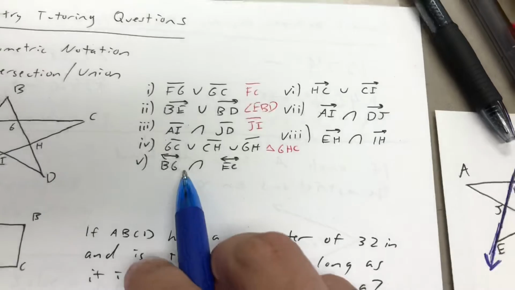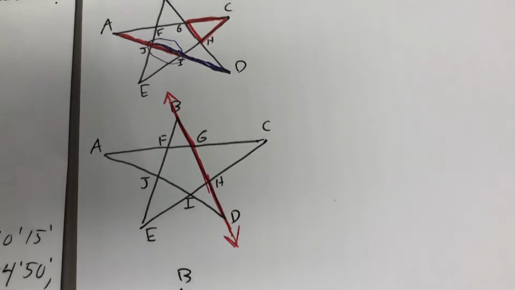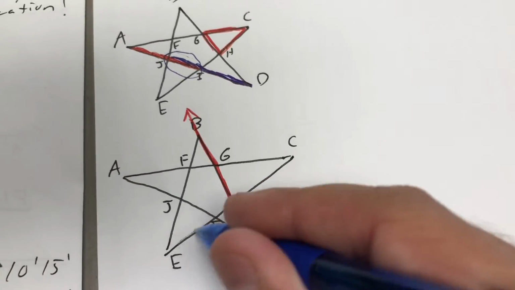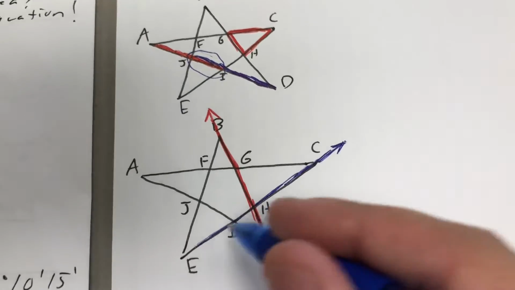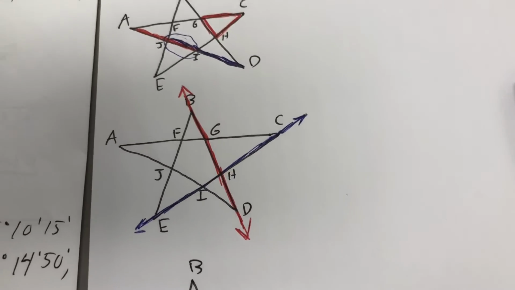It's the intersection of BG and EC. So where is EC? Well, EC is this one over here. And so EC is going this direction, and again, it's a line, so I'm going to put the arrows on the end. Remember, the intersection is the overlap between the two.